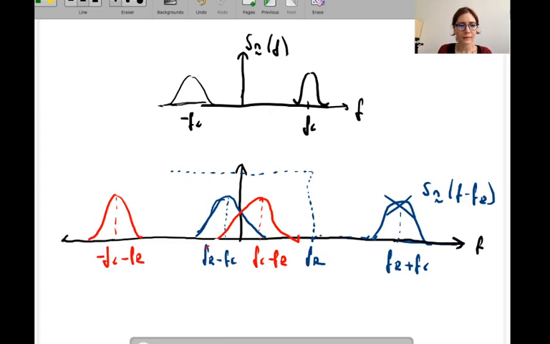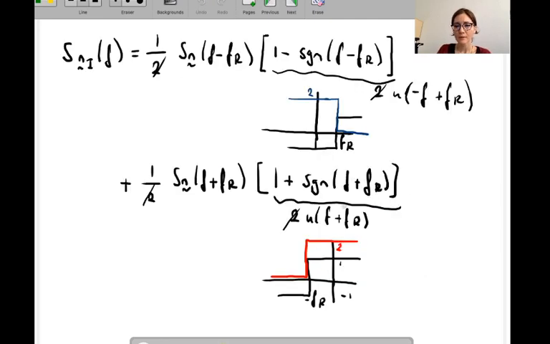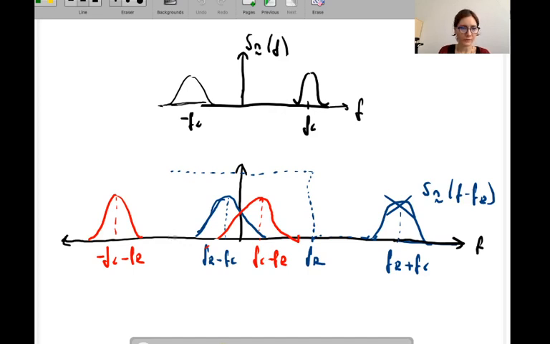But then again, let's take care of this multiplication with the unit step. So here, the frequencies until minus Fr are set to 0, and then the spectrum after that is capped. So let's just draw the unit step function here. So let's pick the minus Fr value. So the values until minus Fr are set to 0, and then the values after minus Fr are kept.